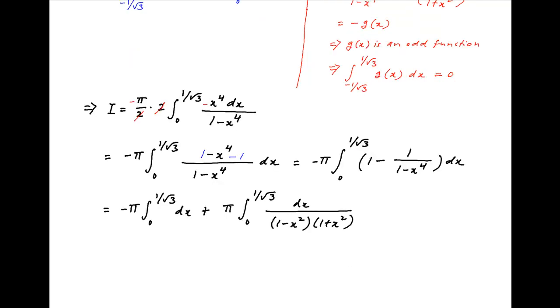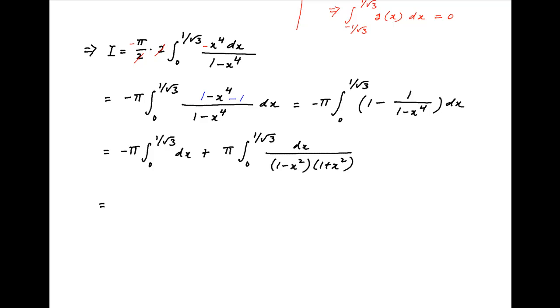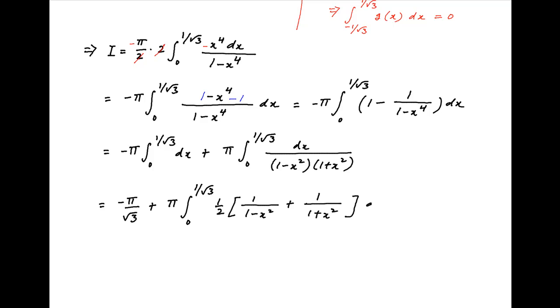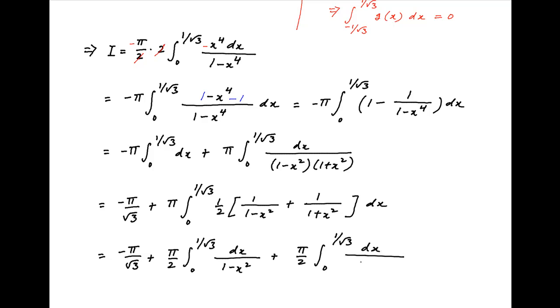Now 1 minus x raised to the power 4 can be written as 1 minus x square times 1 plus x square, and therefore I is equal to minus pi upon root 3 plus pi times integral 0 to 1 upon root 3, and the integrand can be expressed as half of, in brackets, 1 upon 1 minus x square plus 1 upon 1 plus x square dx. This is equal to minus pi upon root 3 plus pi upon 2 times integral 0 to 1 upon root 3 dx upon 1 minus x square plus pi upon 2 times integral 0 to 1 upon root 3 dx upon 1 plus x square.